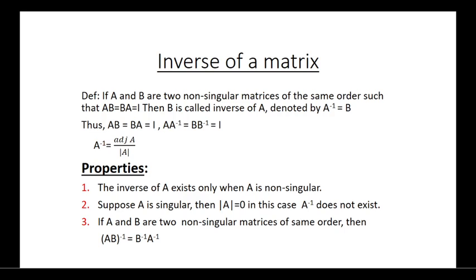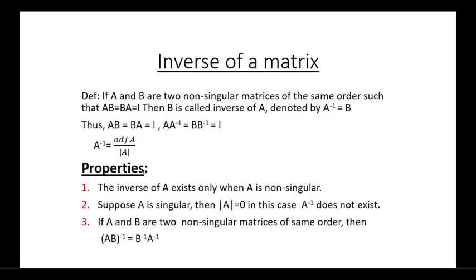While defining the inverse of a matrix, the given matrix should be a non-singular matrix. Non-singular means whose determinant is non-zero. Only for a non-singular matrix do we find its inverse. So A inverse is nothing but the adjoint matrix divided by its determinant.